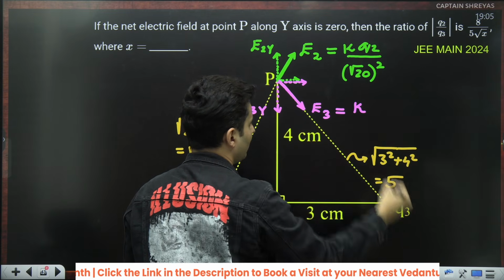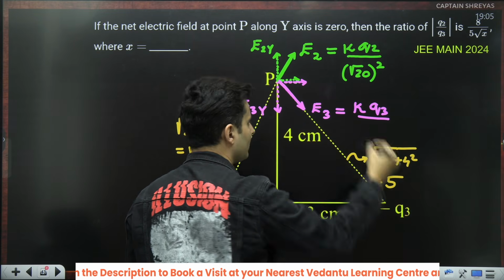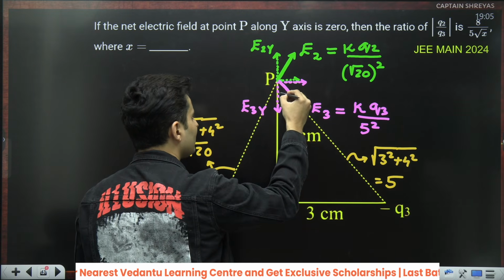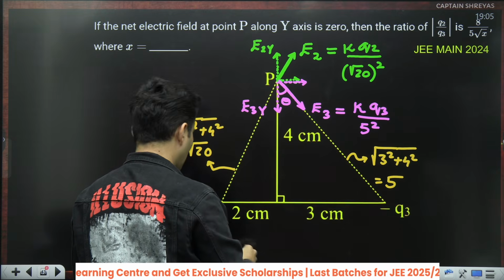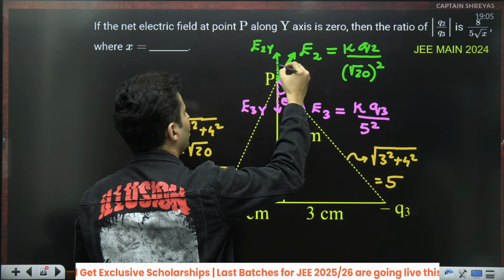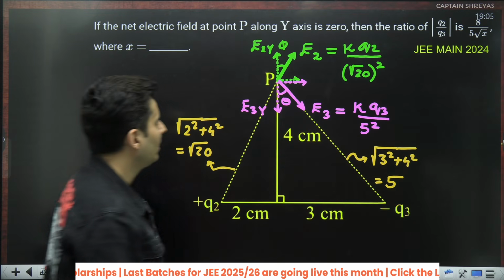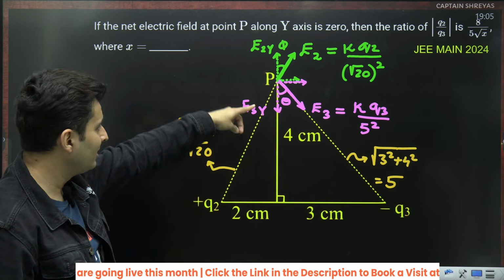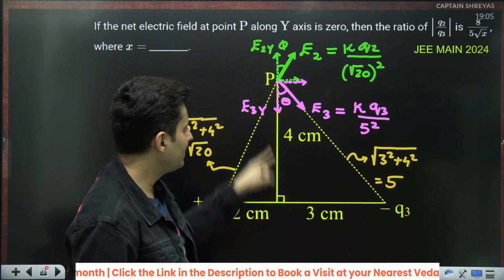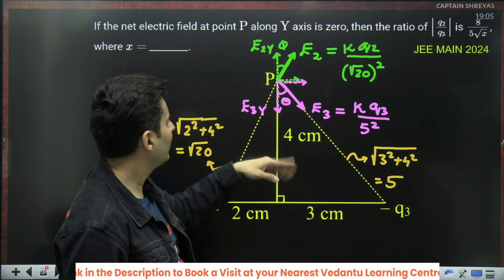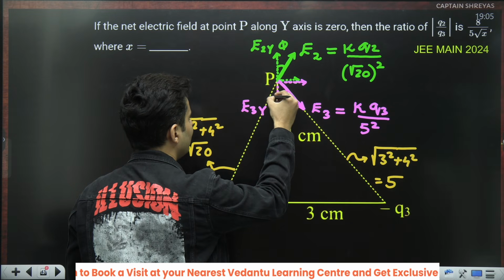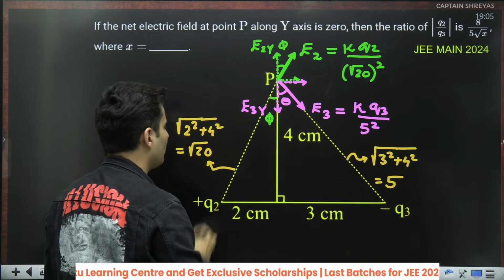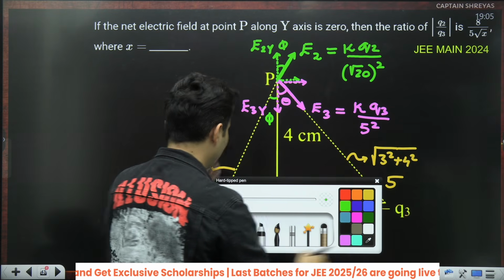And what about E3? E3 will be K Q3, magnitude wise, divided by distance, which is 5, so 5 square. But we have to take the components of it. So E3 is some cos, maybe I call it theta, and over here I will call it phi. We have to take the cos component so that we can cancel it out. Oh, but wait a minute, I don't even know what cos theta is here. Cos theta is adjacent by hypotenuse. This phi will be the same as this angle over here. So when I find cos of phi, it will be adjacent by hypotenuse, which is root 20. Keep that in mind. Okay, let's start.